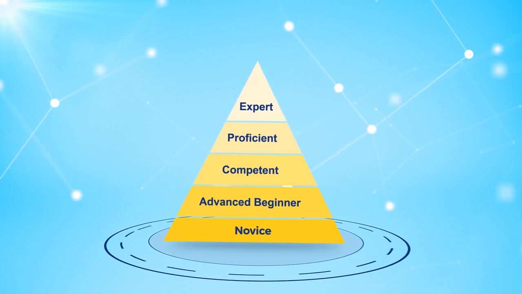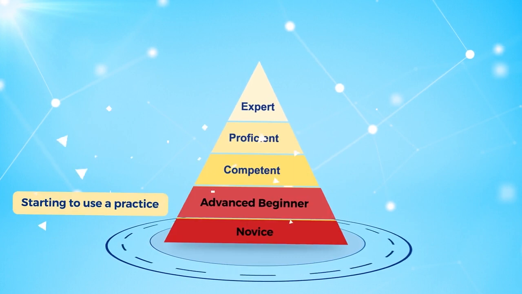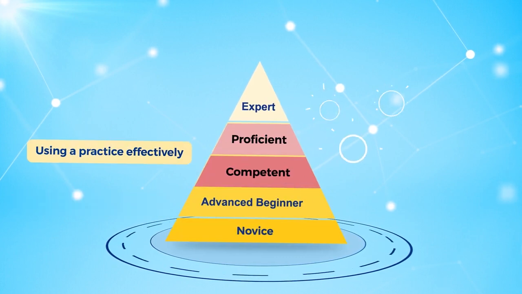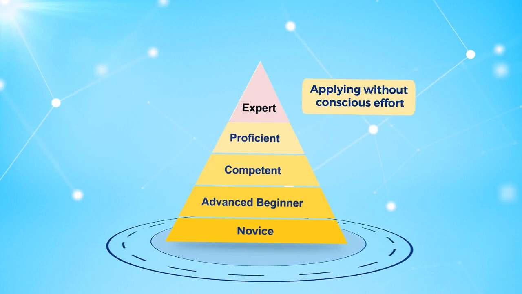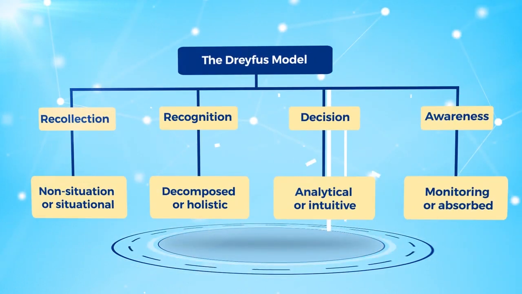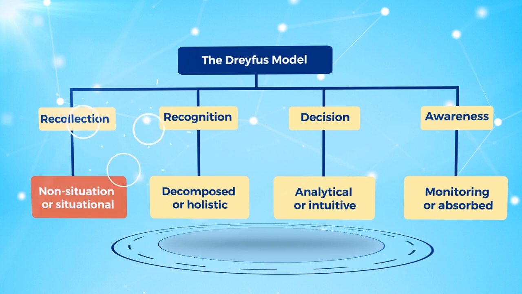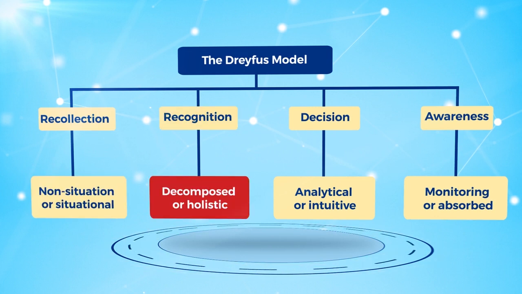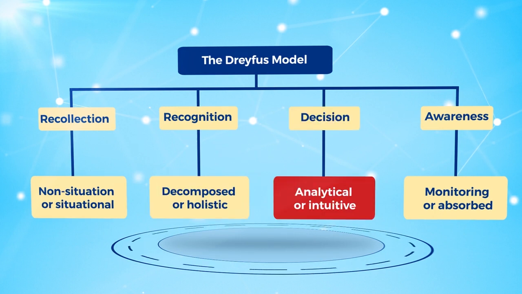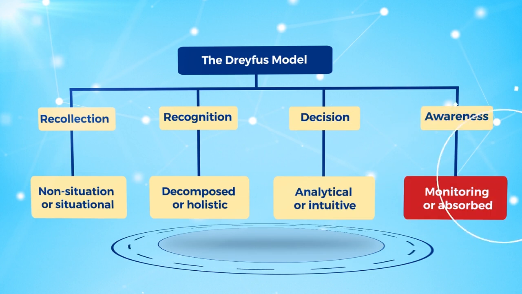The model demonstrates how a person moves through the stages on a scale by starting to use a practice and using a practice effectively, to the point where they are effectively applying the practice without conscious effort. The Dreyfus model is based on four binary qualities: recollection, which is either non-situational or situational; recognition, which is either decomposed or holistic; decision, which is analytical or intuitive; and awareness, which is monitoring or absorbed.